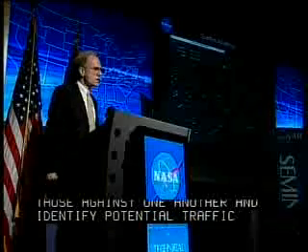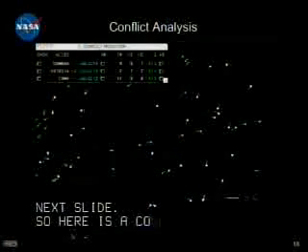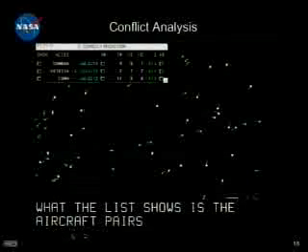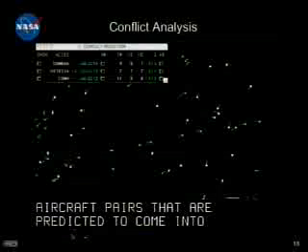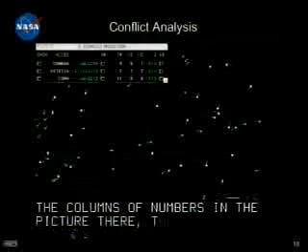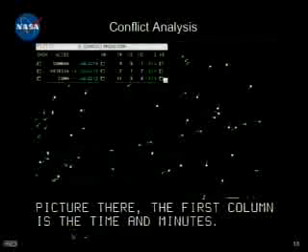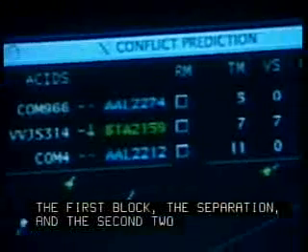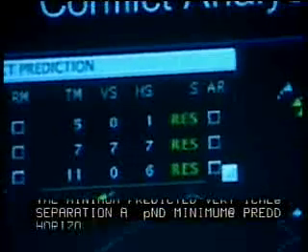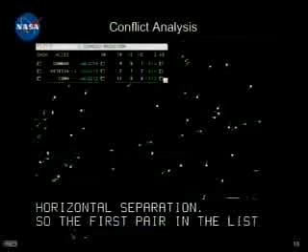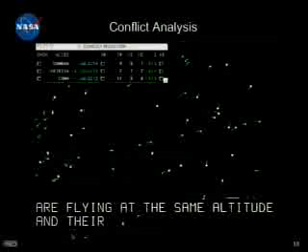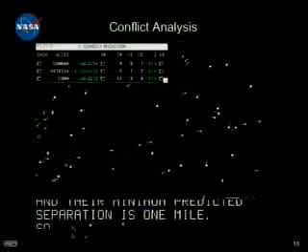So here's a conflict list, and what the list shows is the aircraft pairs that are predicted to come into conflict over the next 15 minutes. The columns of numbers in the picture there, the first column is the time in minutes to first loss of separation, and the second two numbers are the minimum predicted vertical separation and minimum predicted horizontal separation. So the first pair in the list, they're predicted to lose separation in 5 minutes. They're flying at the same altitude, and their minimum predicted separation is 1 mile. So this is a problem that will definitely have to be dealt with.